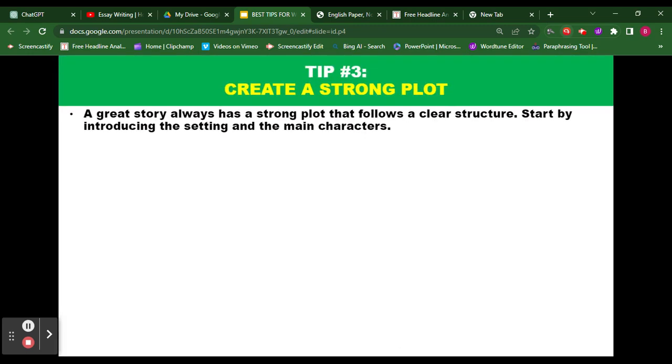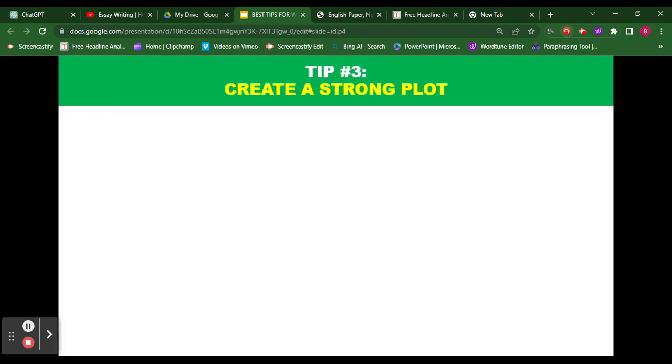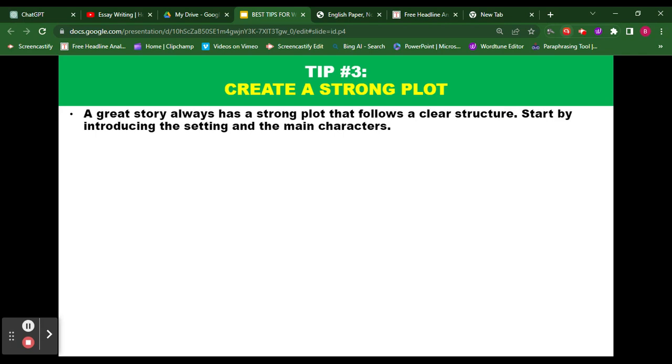And this brings us to tip number 3, create a strong plot. This is really important. A great story always has a strong plot that follows a clear structure. You need to start by introducing the setting and the main characters. By the way, a plot refers to the arrangement of events in a story. So you need to know where to begin and what follows next.